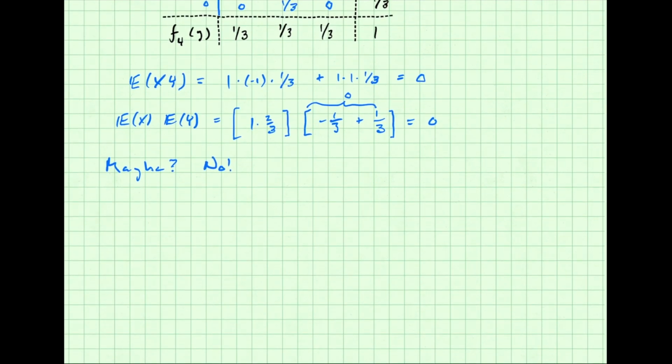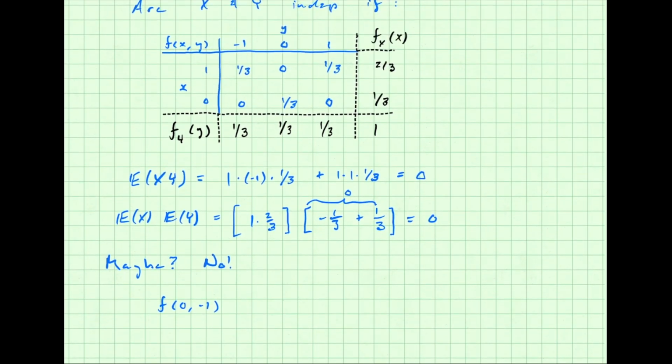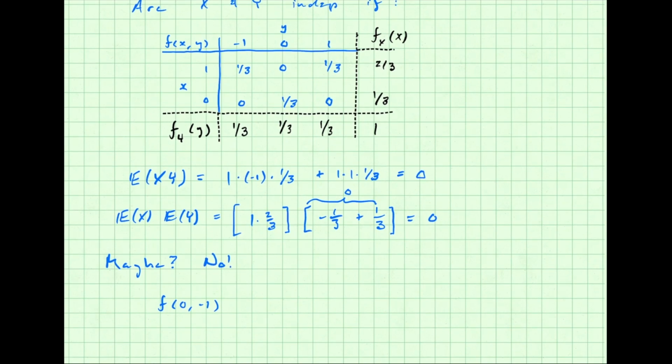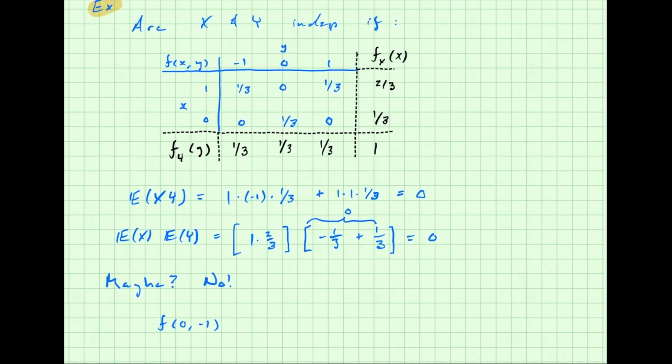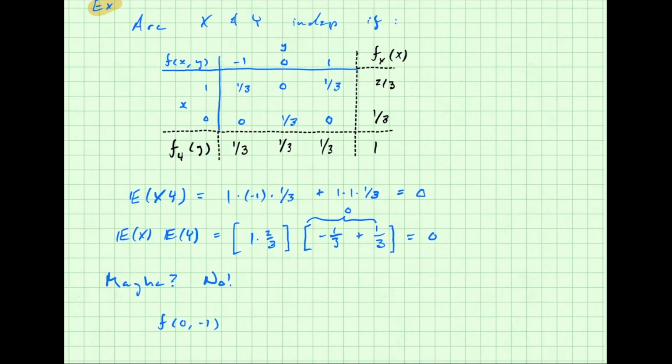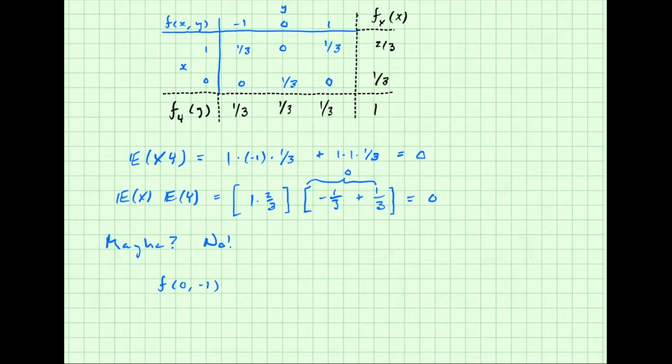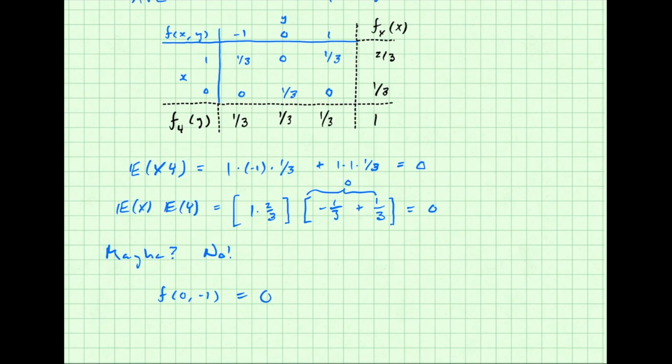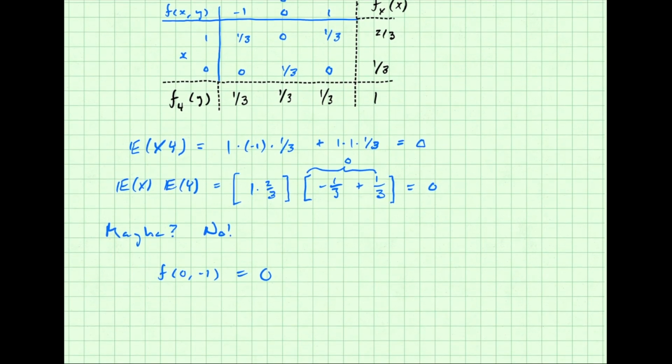And so here's how you see it. Let's look at f of (0, -1). These are just values in the table. So when x is 0 and y is -1, that's 0. So this thing has a value of 0. Or did I do that right? Yeah, so this guy is equal to 0. Sorry, just checking my steps there.